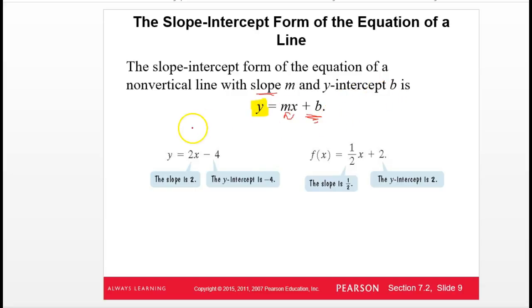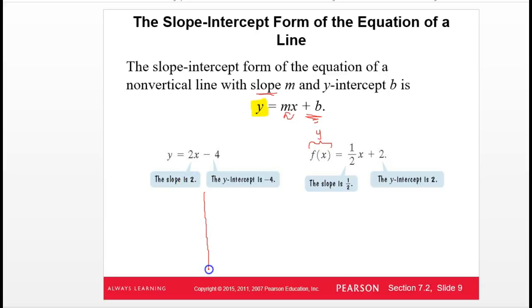Okay? So y is isolated, so in this problem the slope is 2. This is what's being added or subtracted in this case, so the y-intercept is -4. And then this slope is 1/2. That f of x notation is called function notation, and f of x means the same thing as y. So the slope is 1/2, and the number in front of that is 2. So what this is saying, the y-intercept is -4.